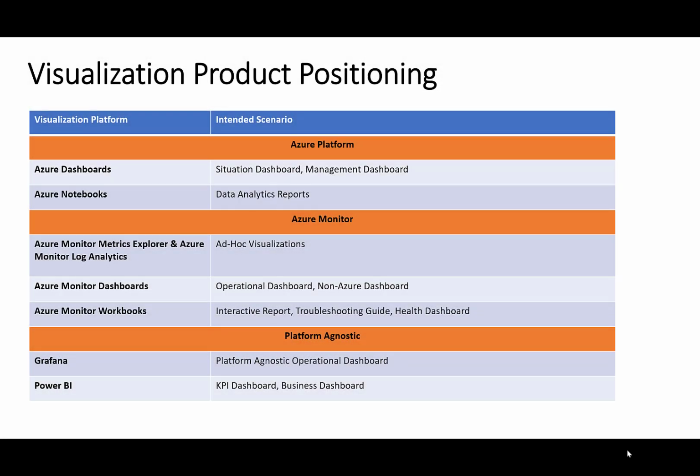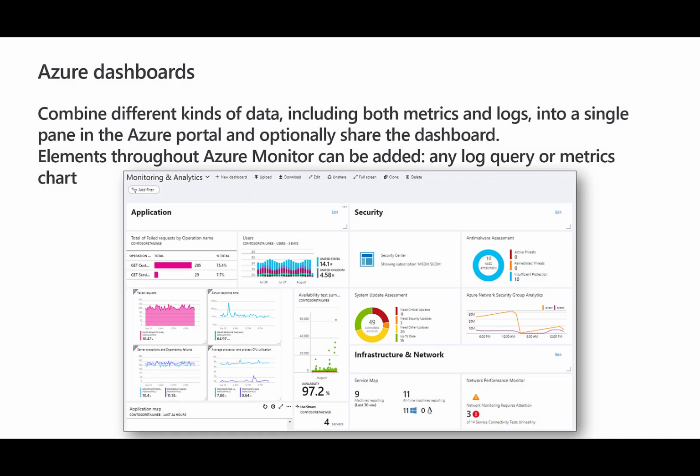Now that we have a way to store all of this data, let's begin seeing what are the ways that we can view it. Azure dashboards allow you to combine different kinds of data, including both metrics and logs, into a single pane in the Azure portal. If you'd like, you can share the dashboard with other Azure users. Elements throughout Azure Monitor can be added to an Azure dashboard in addition to the output of any log query or metrics chart. For example, you could create a dashboard that combines tiles to show a graph of metrics, a table of activity logs, a usage chart from Application Insights, and the output of a log query.